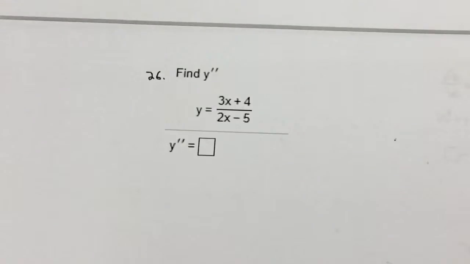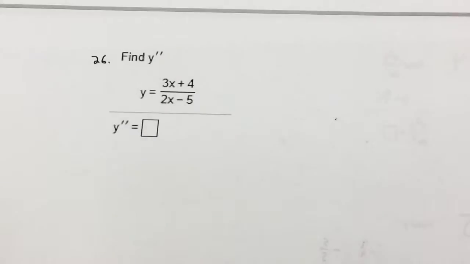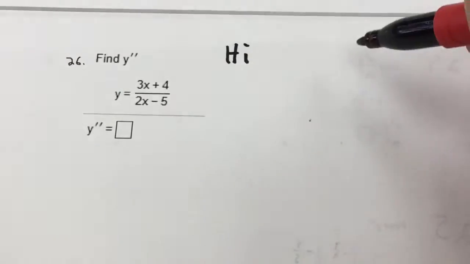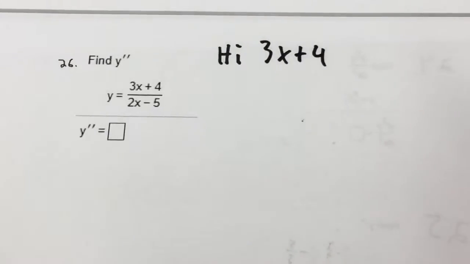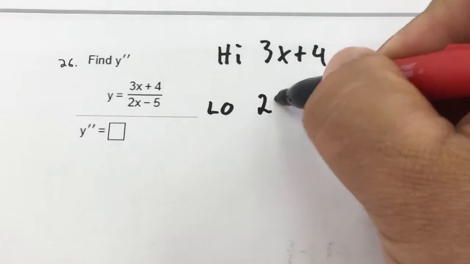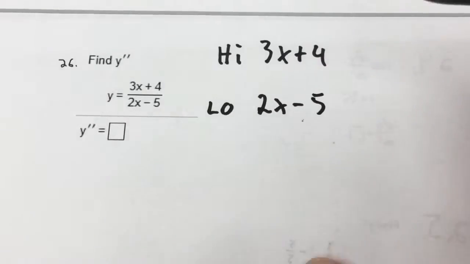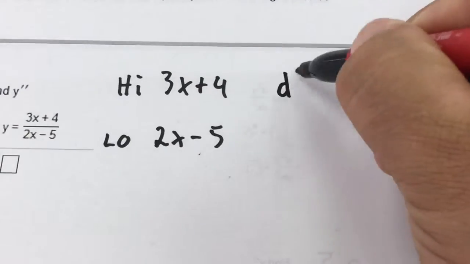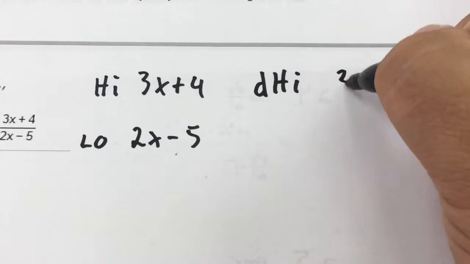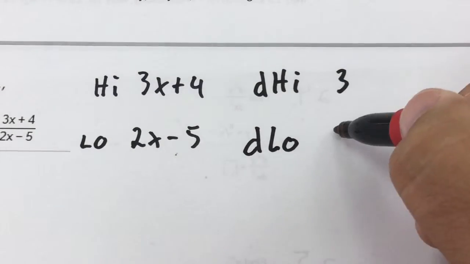Second derivative of the quotient rule. So I have a high of 3x plus 4. I have a low of 2x minus 5. My d high is going to be 3. My d low is going to equal 2.